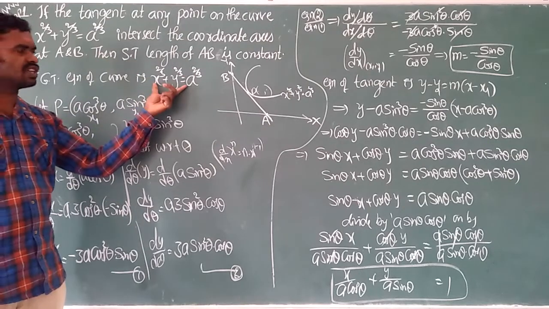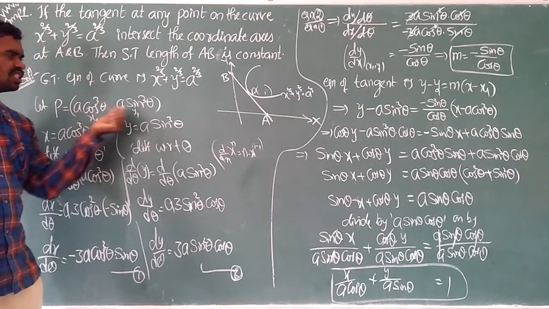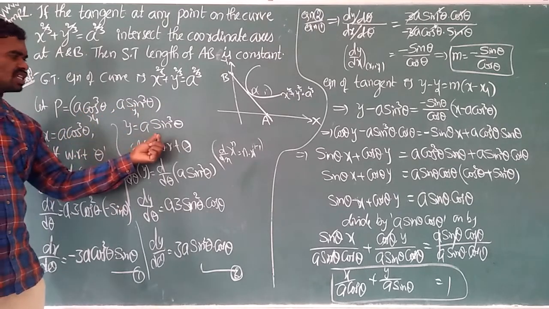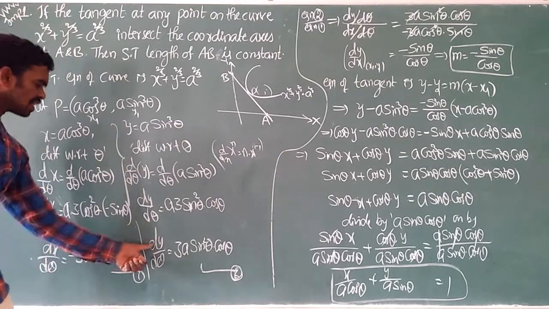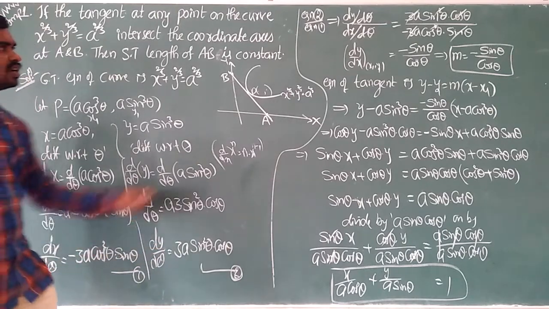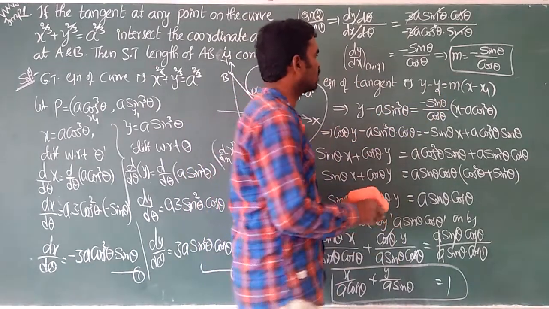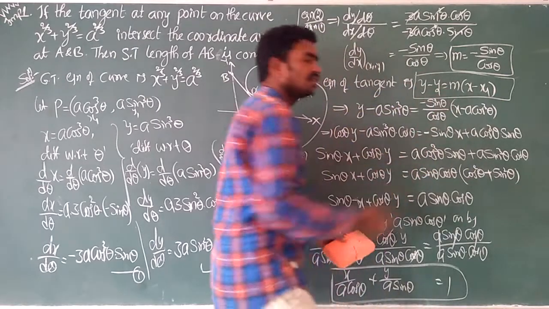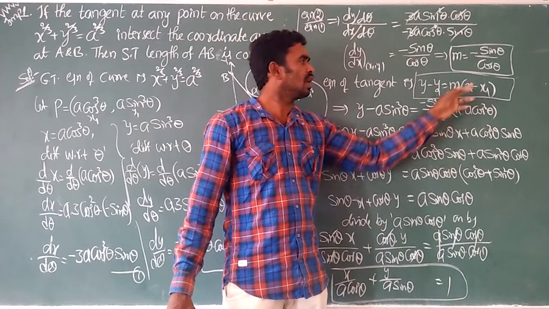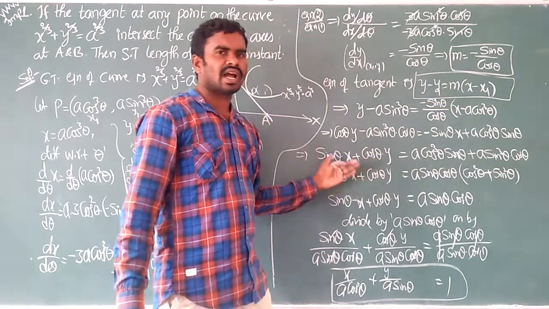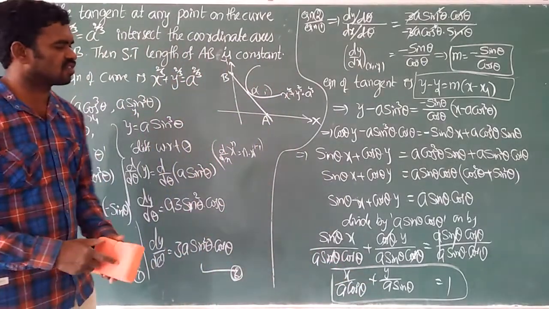Okay. First take the equation. First assume the point is A cos cube theta comma A sin cube theta. So this is x1, this is y1. So x is equal to A cos cube theta, y equal to A sin cube theta. Differentiate with respect to theta separately, and to get dy by dx, do equation 2 by equation 1. You will get the slope. After getting the slope, write the tangent equation, that is y minus y1 equal to m into x minus x1, and substitute what is y1, what is x1 and what is m. Simplify and transform into intercept form. You will get x by A cos theta plus y by A sin theta equal to 1.